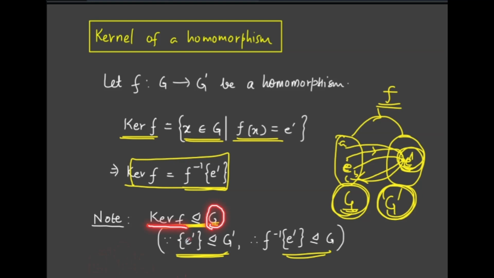Right? So that is the normality property. If you show those two properties, then you can say that the kernel is a normal subgroup of G. Try this and let me know if you are able to do this.